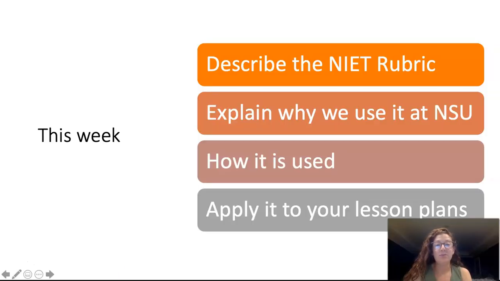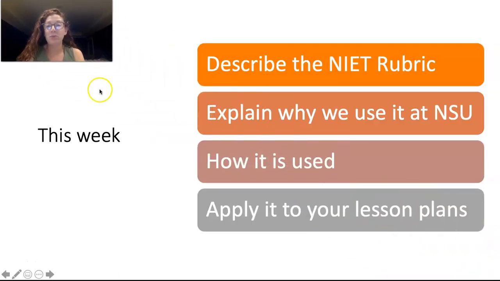So this week, we're going to describe exactly what the rubric is. We're going to go through the first 9 parts of it. It's a 19-point rubric. I'm going to explain why we use it at Nicholls State University and how other parishes are using it as well. And then we are going to finally apply what we learned this week to some lessons that you've either created yourself or have taught if you're using scripted curriculum.